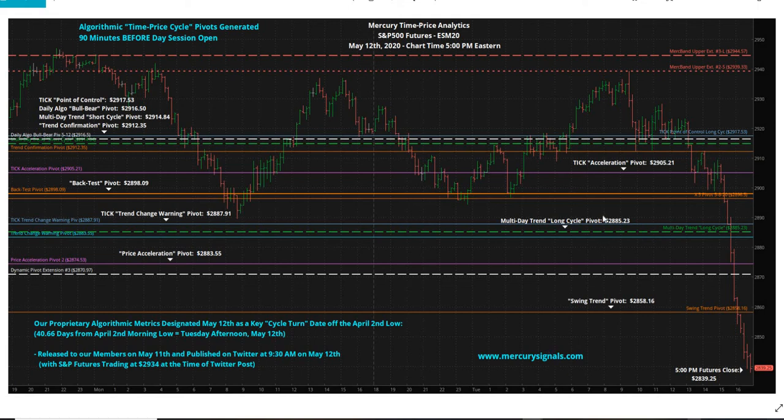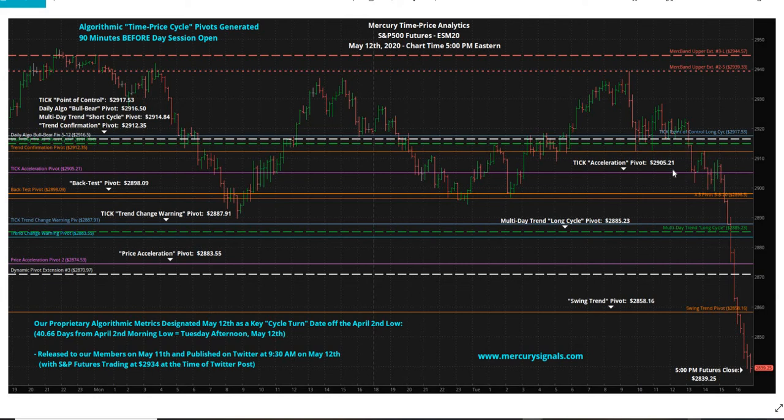So continuing with all the technical damage today. You broke the multi-day trend short cycle pivot up here at 29.14. Then after that, you come down and you break the multi-day trend long cycle pivot, which was at 28.85. Then you come down into another acceleration pivot. So this one was the tick acceleration pivot. This is what we call a price acceleration pivot. This one's based on time price cycles. This is based on time and tick cycles.